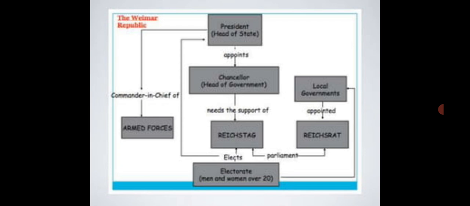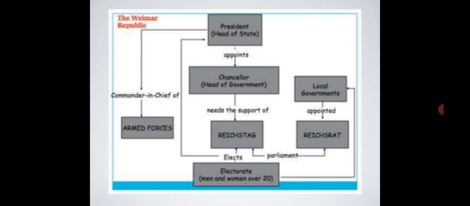However, the president could use something called Article 48, which could bypass the Reichstag, meaning he could pass his own laws in an emergency. The advantage was he could pass laws quickly in an emergency, but a disadvantage was nobody else had their own views on it, and it could be used to the president's advantage. And we can see how Hitler manipulated this when he rises to power.